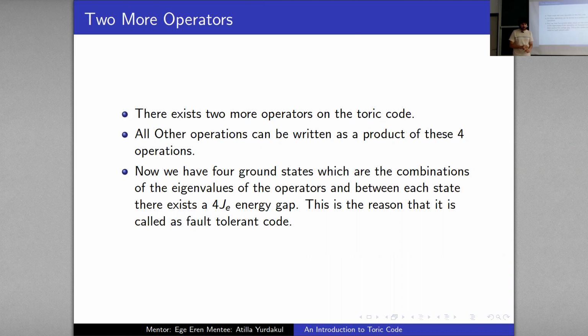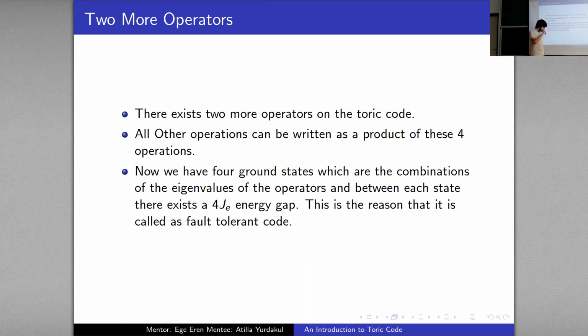And the other operator is generated by applying sigma z's horizontally on the torus. And because of the same reasons, this also commutes with all other operators. But now we have four ground states.